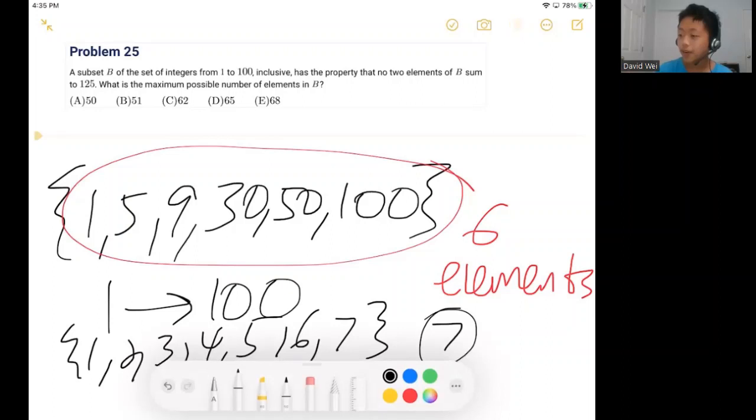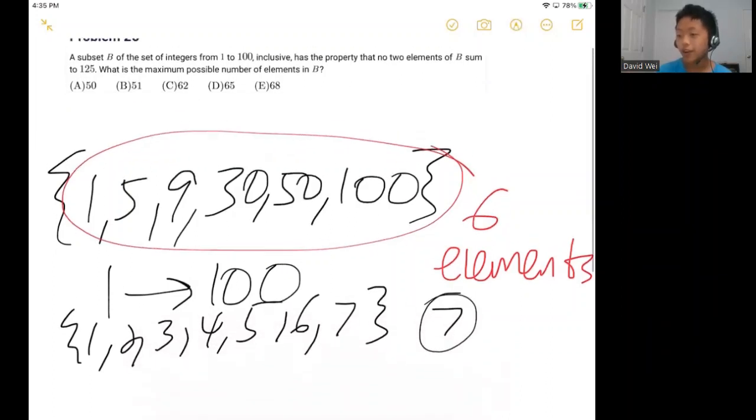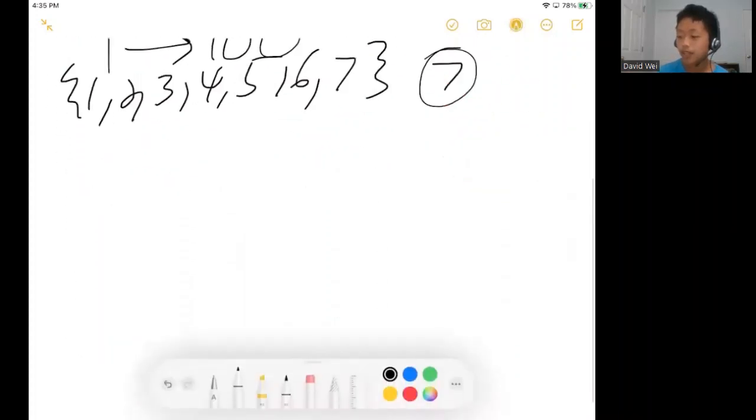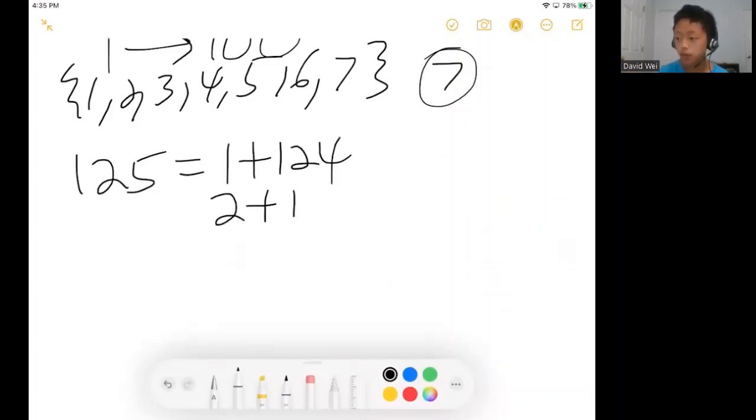So the idea for this question is that you want to write 125 as a sum of 2 elements. We notice that 125 can be written as 1 plus 124. It can also be written as 2 plus 123. And continuing this pattern, it goes up to 24 plus 101.